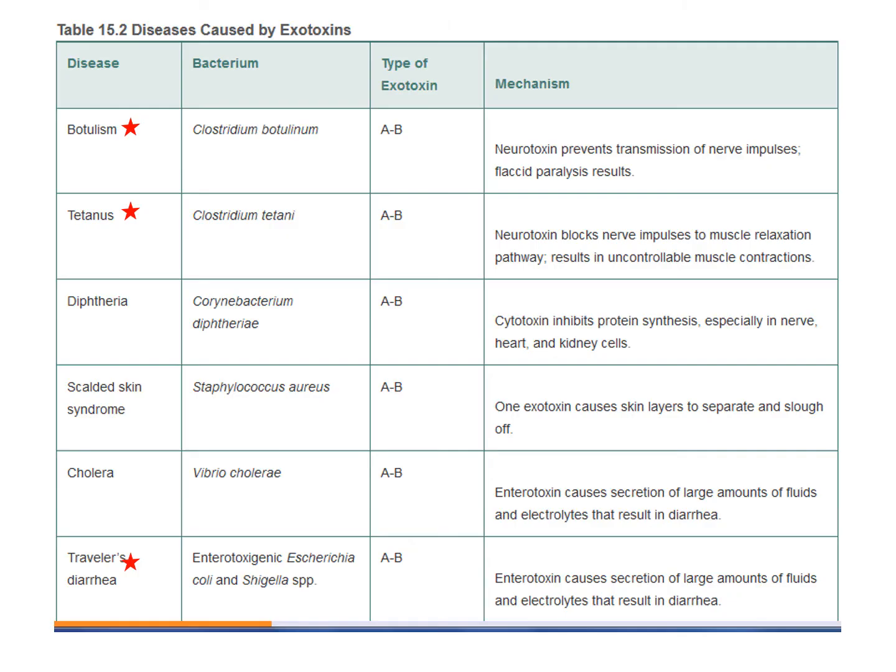So this is a table from your textbook. It's table 15.2, and there are three diseases that I've starred here. You should be familiar with the name of the disease, the bacterium that causes it, and the mechanism. So what does the toxin actually do from these bacteria? You'll want to know that for your exam.